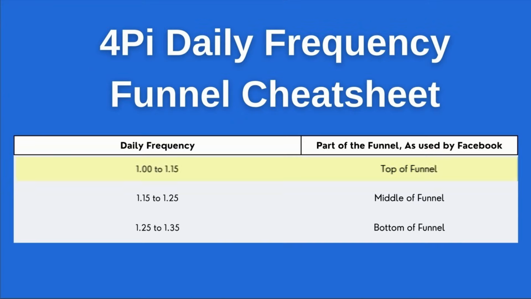So here's a quick cheat sheet for you to know. If your daily frequency is less than a 1.15, that means less than 15% of people are seeing your ad twice today. That is a prospecting ad. If your ad has a frequency of a 1.25 to a 1.35 or more, that is a bottom of funnel ad.